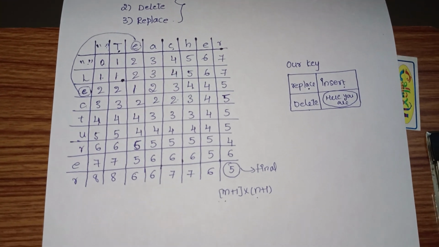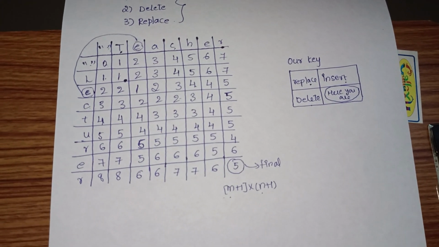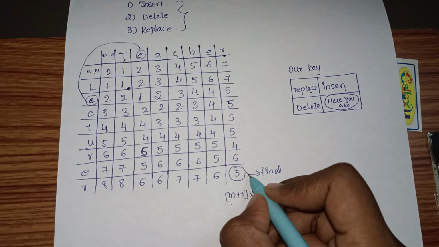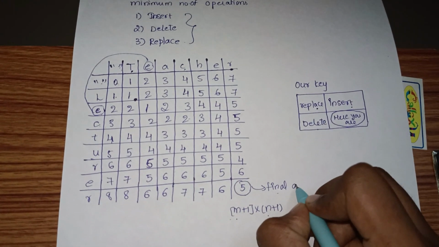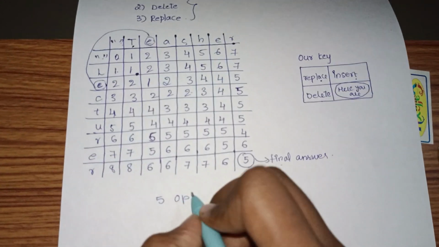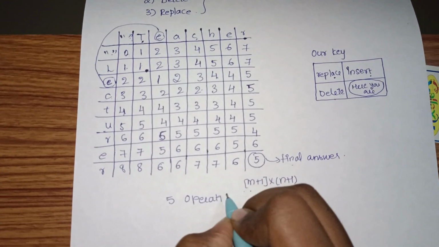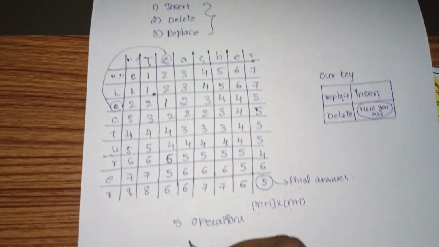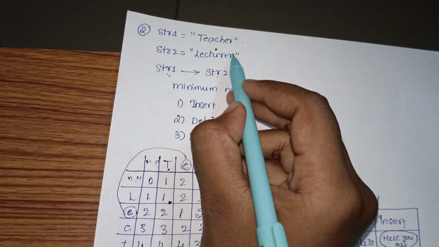So after filling the whole table, the table will look like this, and this 5 will be our final answer. That means we require 5 operations. We require 5 operations to convert teacher into lecturer.